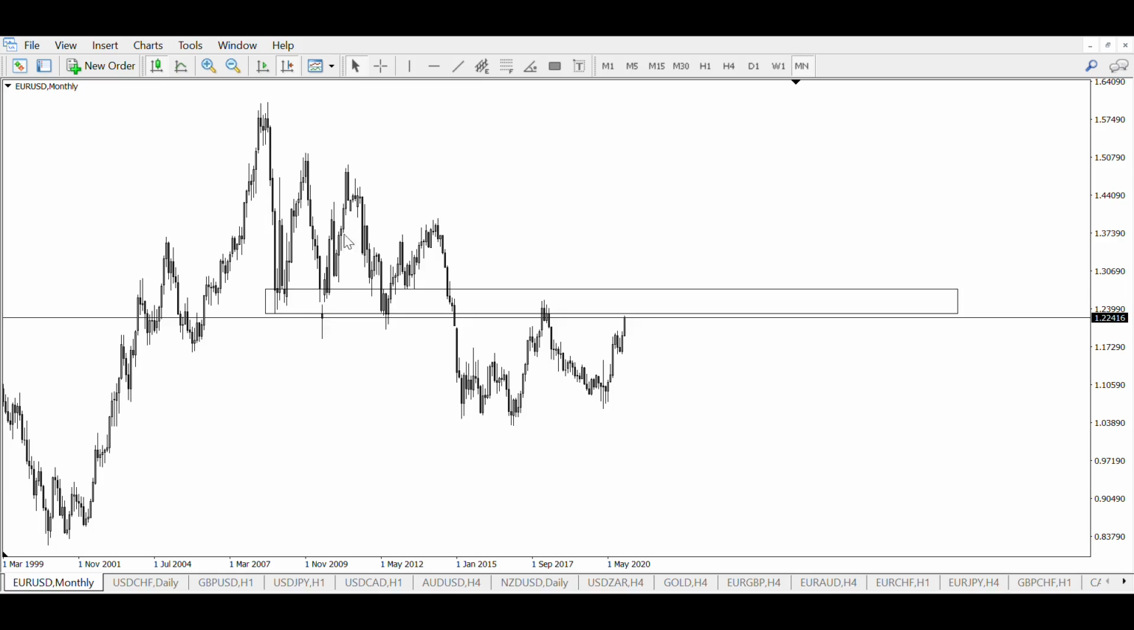Price traded above it again, so the support played its role quite well. The second time, or third time rather, that price came here, price made another fake breakout and then moved to the upside as well. Now in these fake breakouts, this is where a whole lot of traders get caught up.